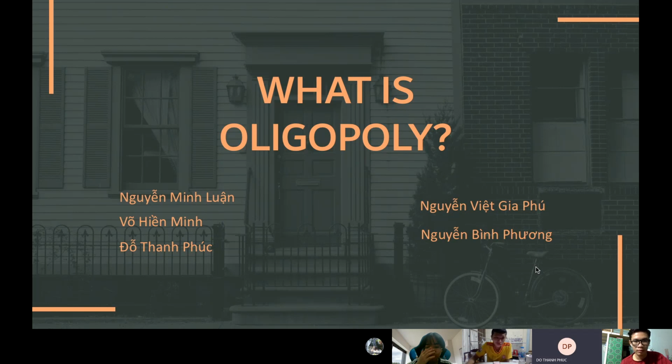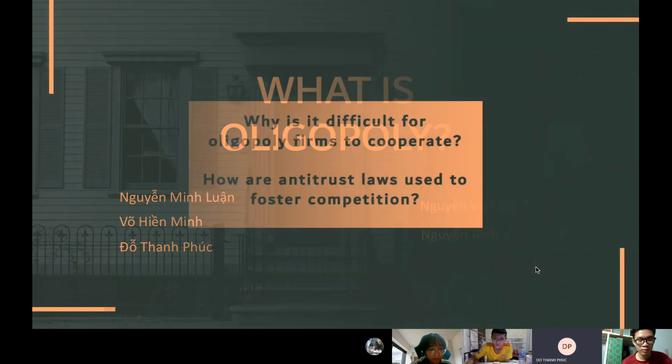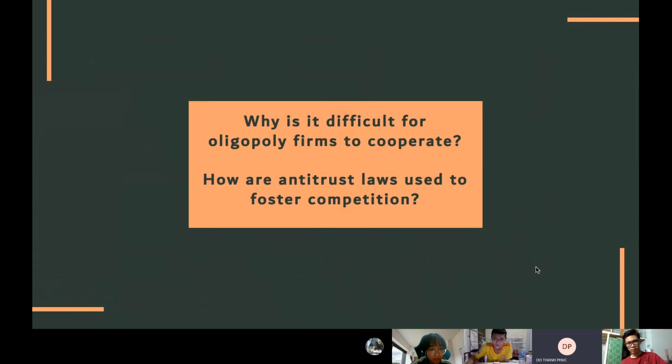First of all, before we talk about oligopoly, there are two questions that we need to answer. Can we move to the next slide? The two questions are: why is it difficult for oligopoly firms to cooperate, and how are antitrust laws used to foster competition?